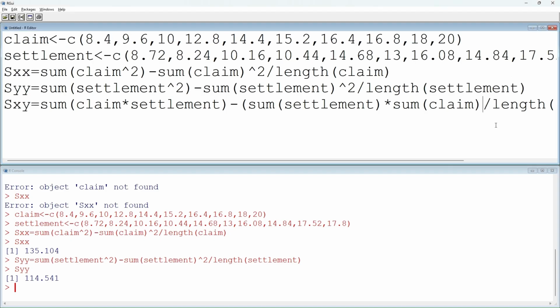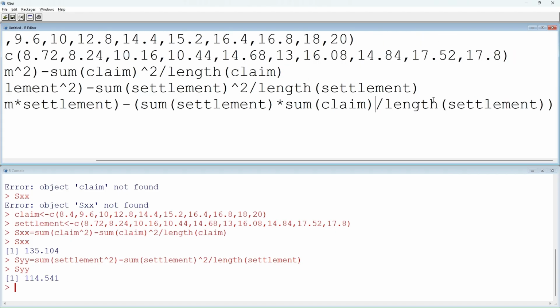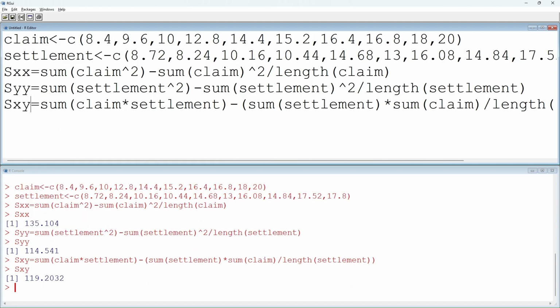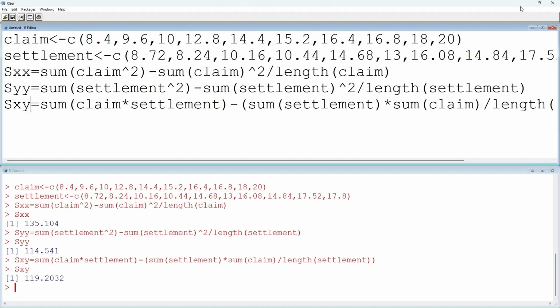Let me just check before I run that. When I do length of settlement, it could be length of settlement, it could be length of claim. It doesn't matter. It's the same thing anyway. Okay. So execute that, and then we check the sum of squares of xy, and you see that it is 119. We can confirm 119 as we have seen here. Now, if you want the residual error variance, the residual error, standard error, like here, the sum of squared e. You remember the sum of squared e? Not the sum of squared e, but SE squared.